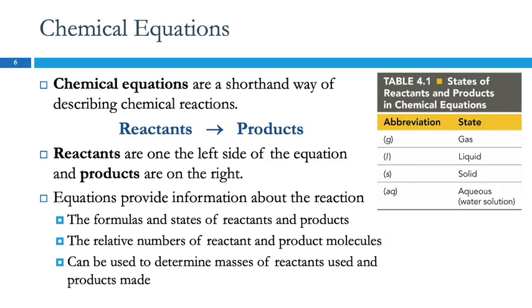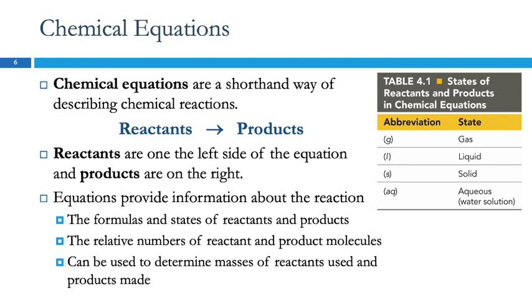So a chemical equation is just a shorthand way of describing a chemical reaction instead of using a lot of words. The basic form is on the left are the reactants, on the right are the products, and there's an arrow pointing, and so we start over here, and what we start with here changes and becomes this. So we say the reactants react to produce the products.